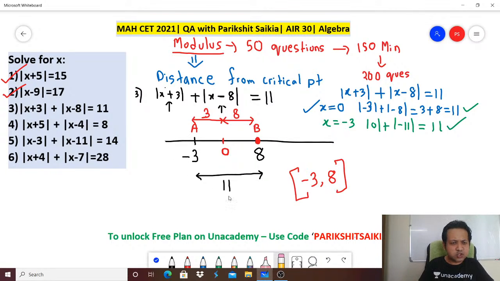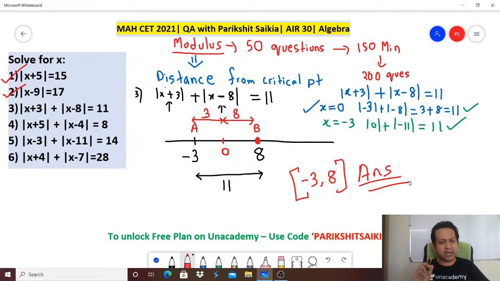Another question. The answer for this is all points from -3 to +8 will satisfy. So the answer is any point from -3 to 8 will satisfy this. Okay, number 3. Don't worry if you have not understood the complete thing, it's perfect, because we are going to solve another 2-3 questions and then you are going to be 100% crystal clear.